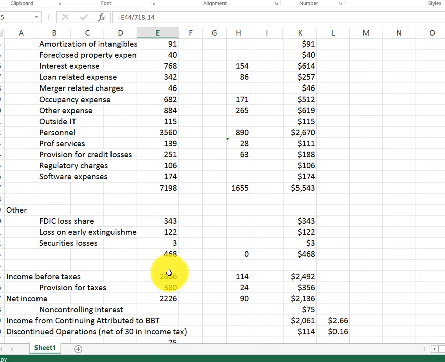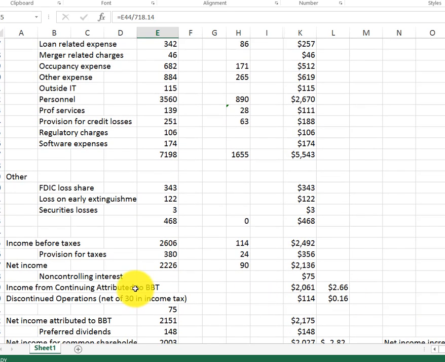So you get income before taxes. I want you to remember, that is the subtotal. Then you do taxes. Then you get net income. And then we subtract out, and this got a little bit separated, the non-controlling interest. Remember, that is always last, as we talked about on the PowerPoint slides. Non-controlling interest is the last item on the income statement. And so after we subtract that out, that's the net income attributed to BBT.